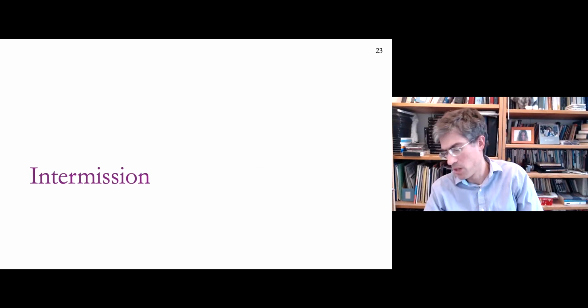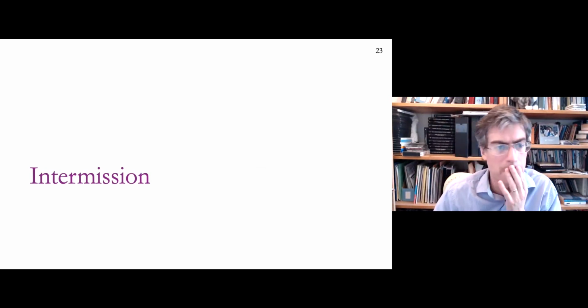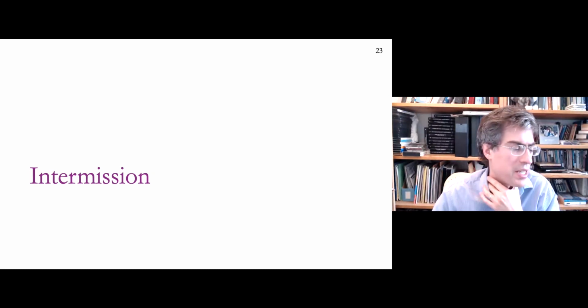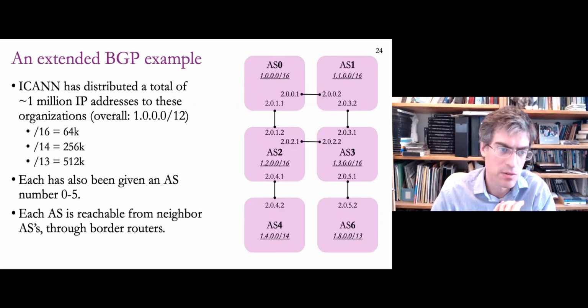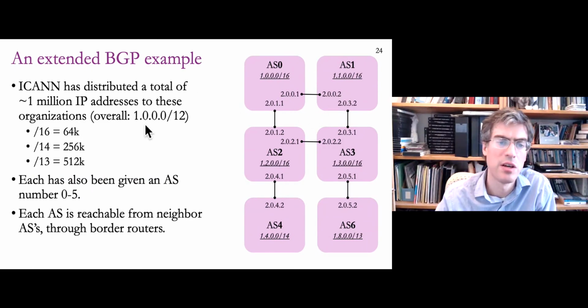Okay, there's more to come. So what we're going to do next is go through an extended example of how BGP works to try to reinforce these ideas. Okay, so this example is going to use 6 autonomous systems. So we're going to imagine we're just working on one /12 subnet.